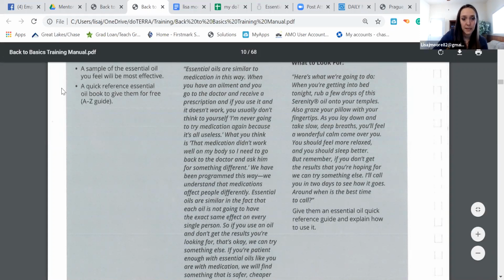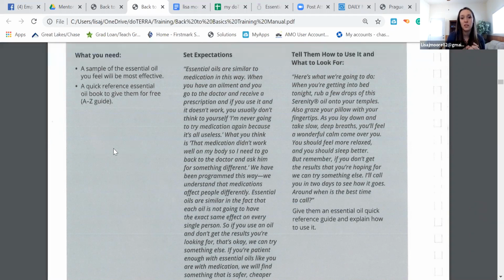So you need a sample of essential oils and like a quick reference guide of some sort, like an A to Z guide. So when you're dropping them off and you're giving them the essential oil and the stuff, you're telling them essential oils are similar to medications in this way. When you have an ailment, you go to the doctor and receive a prescription. And if you use it and it doesn't work, you don't usually think to yourself, I'm never going to try medications again because they're all useless. And what you think is that medication didn't work well on my body. So I need to go back to the doctor and ask him for something different, him or her.